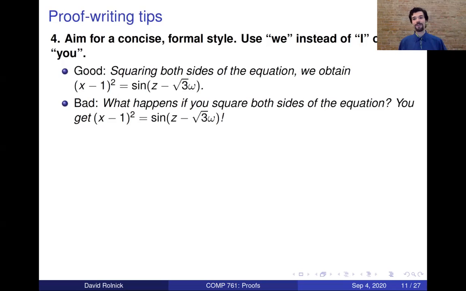You don't actually have to do stream of consciousness and you don't have to appeal to the reader personally. And you don't have to exactly explain what your thinking was in terms of coming up with the proof. You just have to explain how the logical steps hold together. So you can say, we squared both sides of the equation. This is what happened. It doesn't have to be a story exactly.